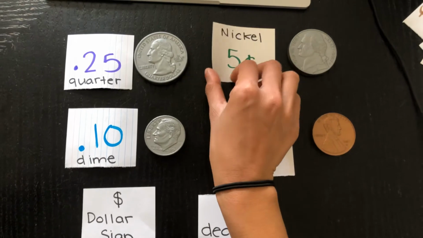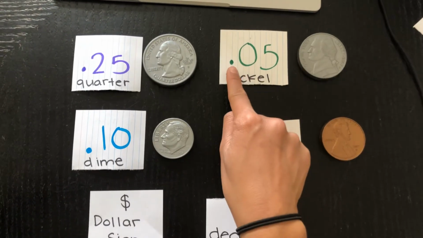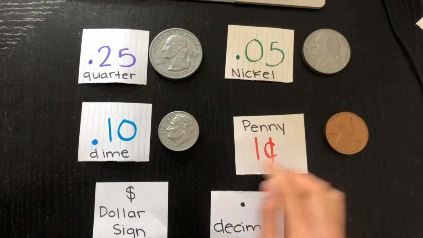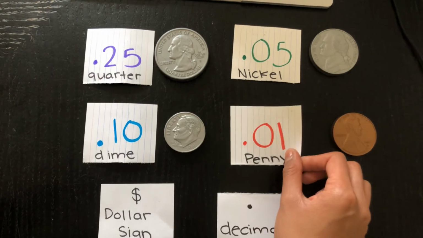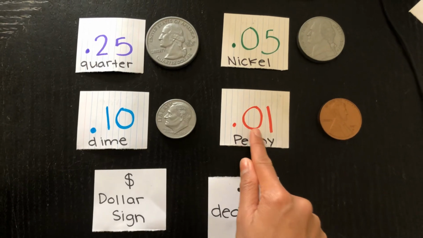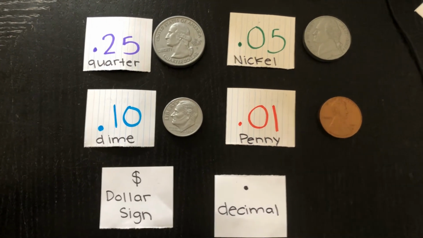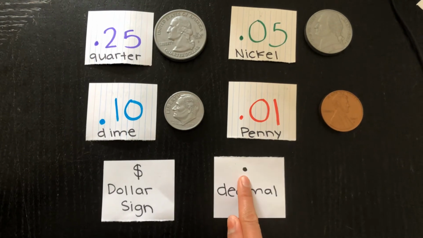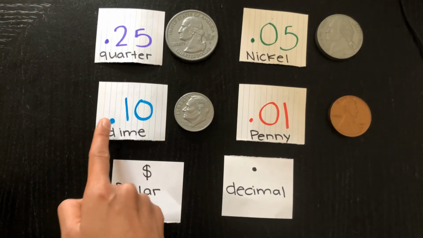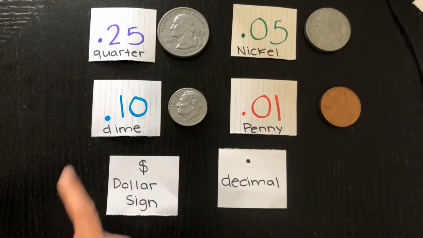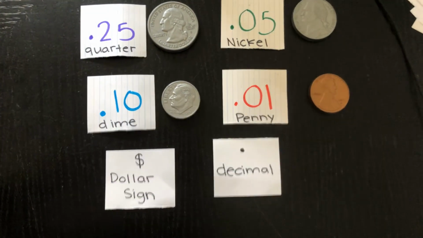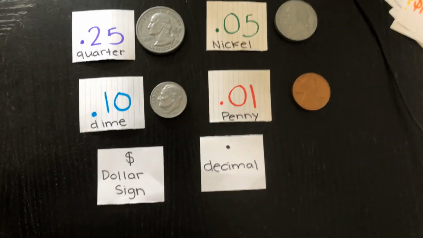Then with our nickel would be decimal 0.5. That is 5 cents. And then with our penny, that would be worth decimal 0.1. We're using our decimal now that we are working with dollar bills. We don't have a dollar sign here because it doesn't show that we have any dollar bills. Once we have dollar bills, then we can add in our dollar sign.